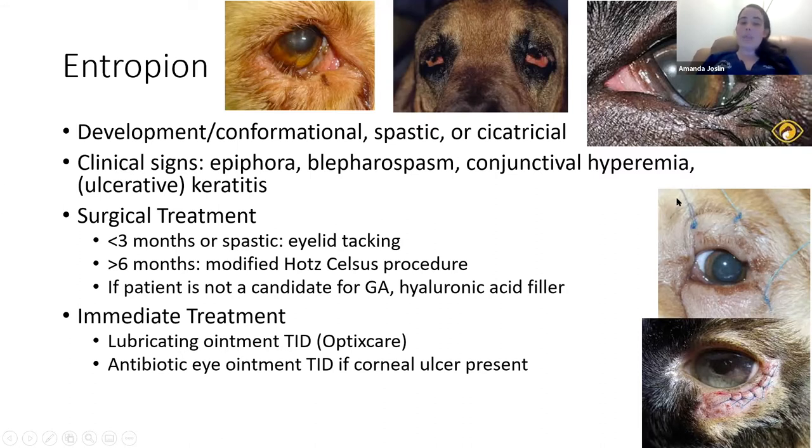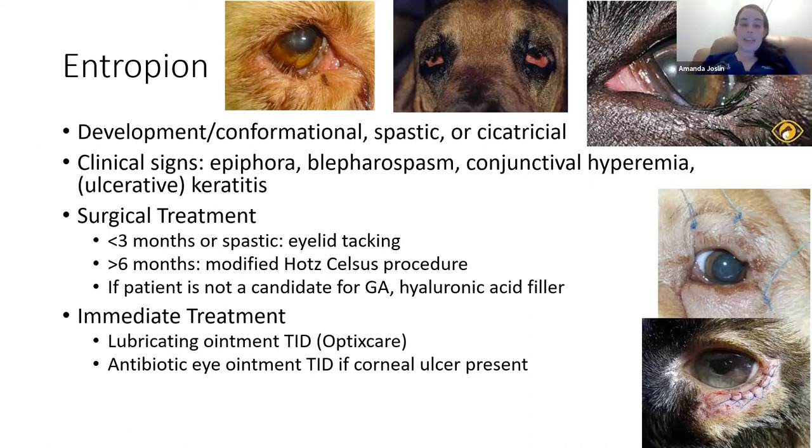If they're 3 to 6 months, it's kind of a gray zone, depending on the breed, how severely they're affected, and how much more growing you think they're going to do. The cutoff of greater than 6 months is hoping that the animal is closer to full size so that you'll have a more successful surgery. In animals older than 6 months, we do the modified Hotz-Celsus procedure, where you take a crescent-shaped piece of skin out and tuck the eyelid back. It's like a facelift surgery for the eye.